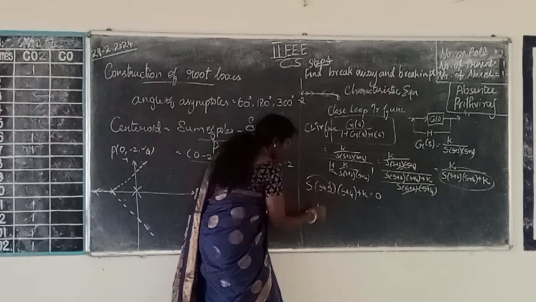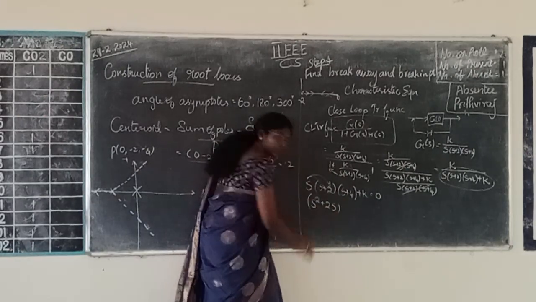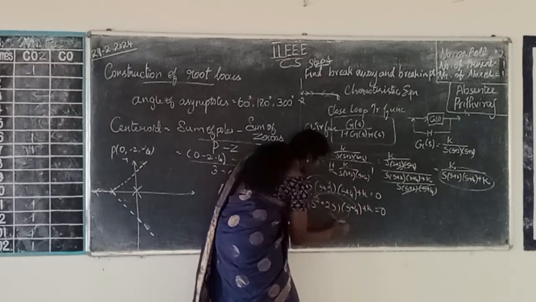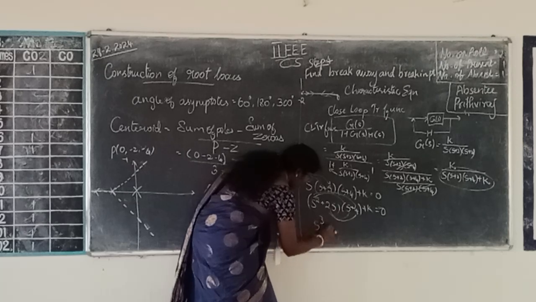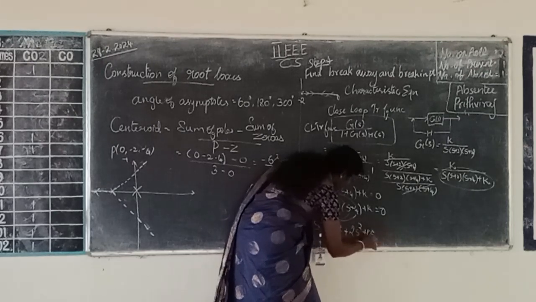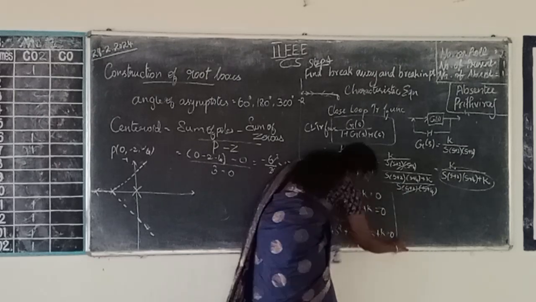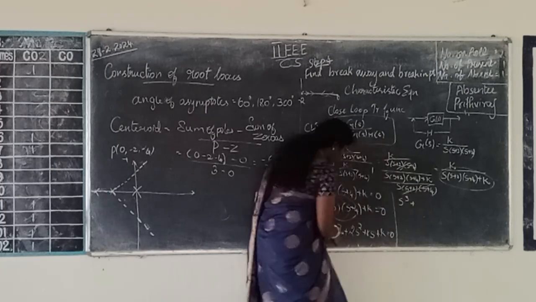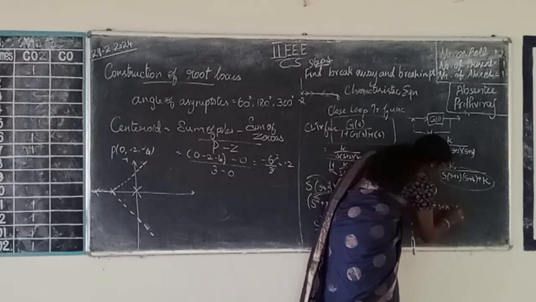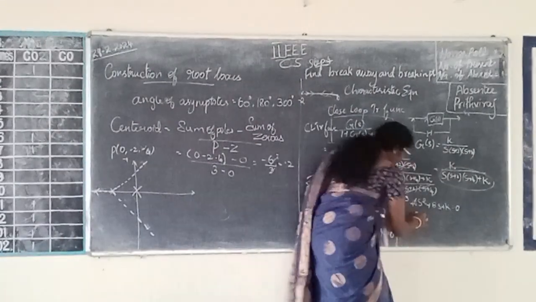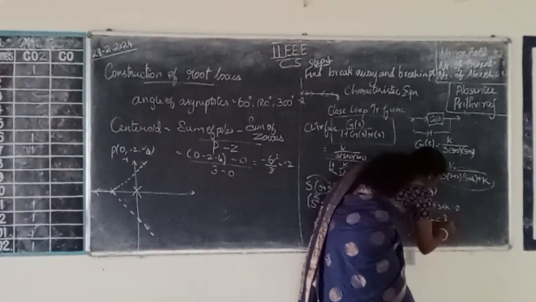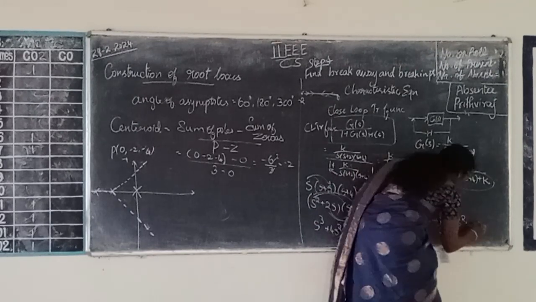So if we multiply this, S square plus 2S into S plus 4 plus K equal to 0. And if we multiply once again, what will it become? S cube plus 4S square plus 2S square plus 8S plus K equal to 0. So this will become S cube plus 6S square plus 8S plus K equal to 0. We are going to find out the value of K. So if we take the sum to the right hand side, it will become K equal to minus S cube minus 6S square minus 8S.